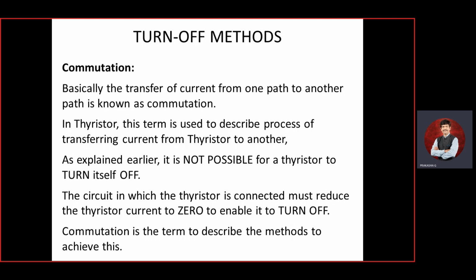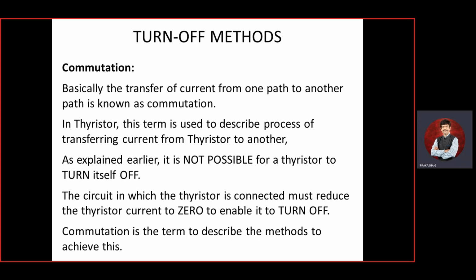Fine. We come to know what exactly commutation is and what the thyristor takes care of. What is the limitation of the thyristor? We come to know that. Now, how exactly can we turn off the thyristor? We said there should be an external circuit, an additional circuit which can turn off the thyristor. Let us see how exactly we can turn it off.